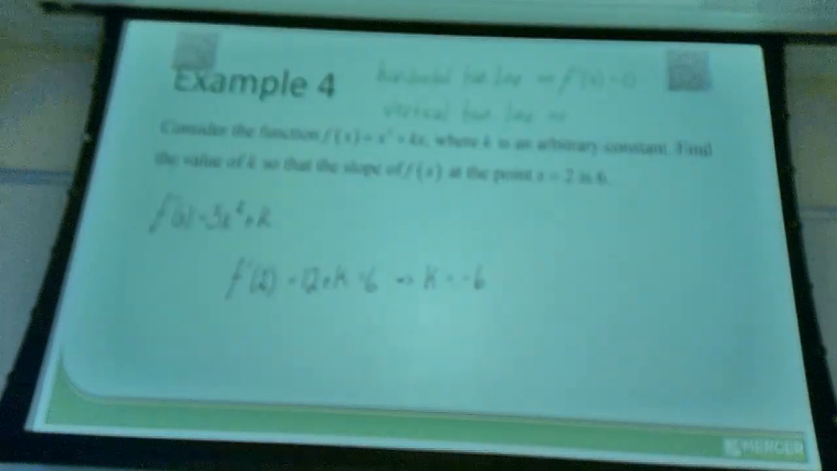Vertical tangent line. f prime of x tends to infinity. Again, notation. We'll write equals, but technically speaking, equals infinity doesn't make sense. So that is implied to be a limit.